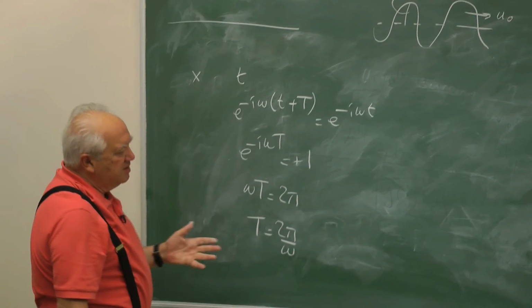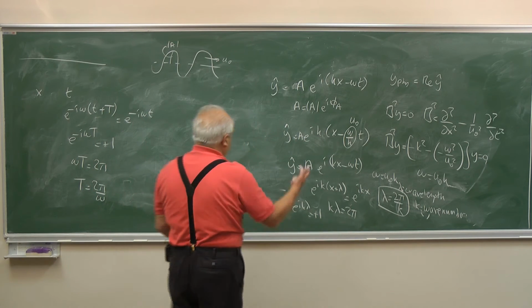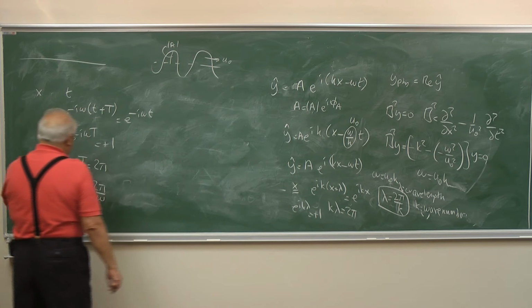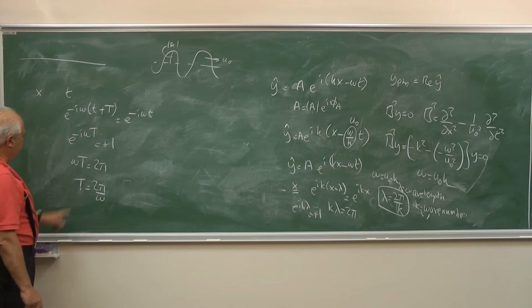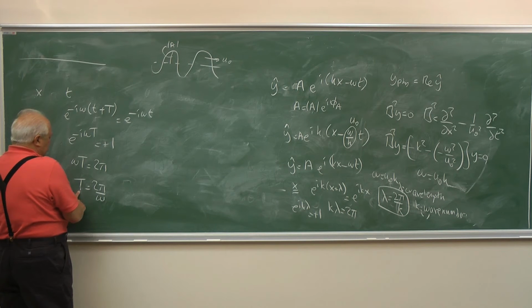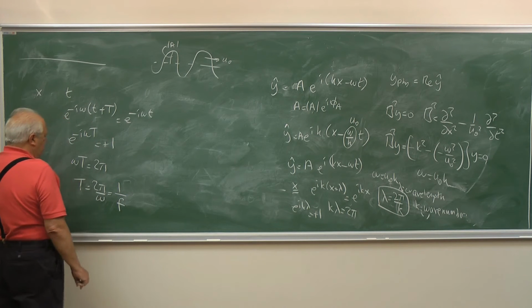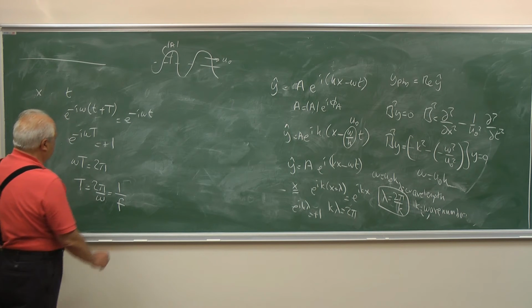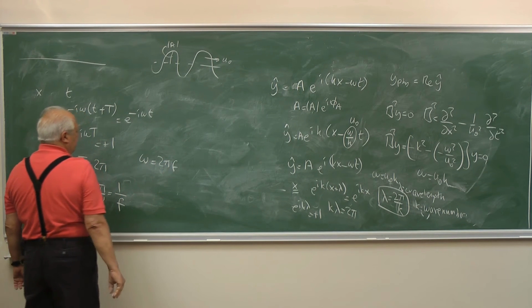Notice that lambda is the shortest distance. You can add 5 lambdas, and it will be the same. So T is the shortest time after time t that the wave will repeat itself. That's 2 pi over omega. The period is defined to be the inverse of f. Therefore, omega is 2 pi f.